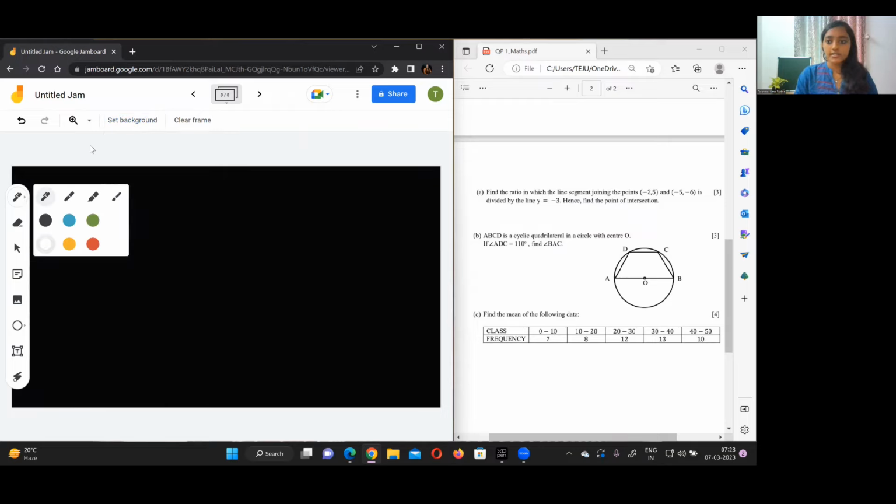The next question says that ABCD is a cyclic quadrilateral in a circle with center O. If angle ADC is 110 degrees, find angle BAC. Let us copy down the diagram in our answer script and see how we can solve it. Pardon me if I can't draw it very neatly on this pen tab. You have center O and you have A, B, O, D, C, right? And D and C are connected. A and D are connected.